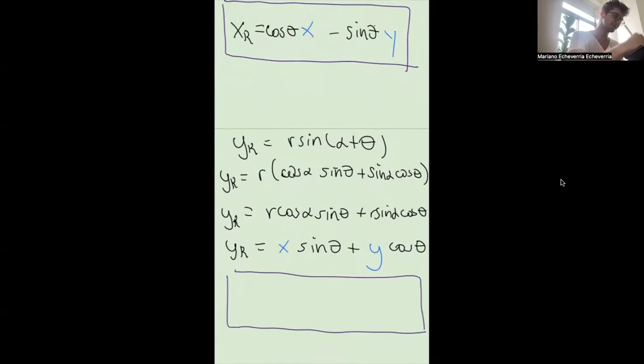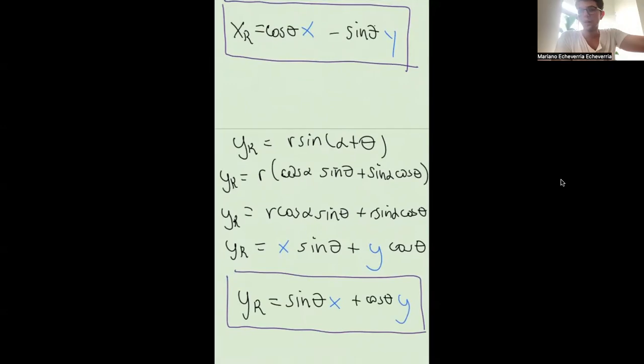Again, it's such an important formula that I'll put it in colors, in a box. I'll put it as sine of theta x plus cosine of theta y. Is that okay? Is that making sense so far?